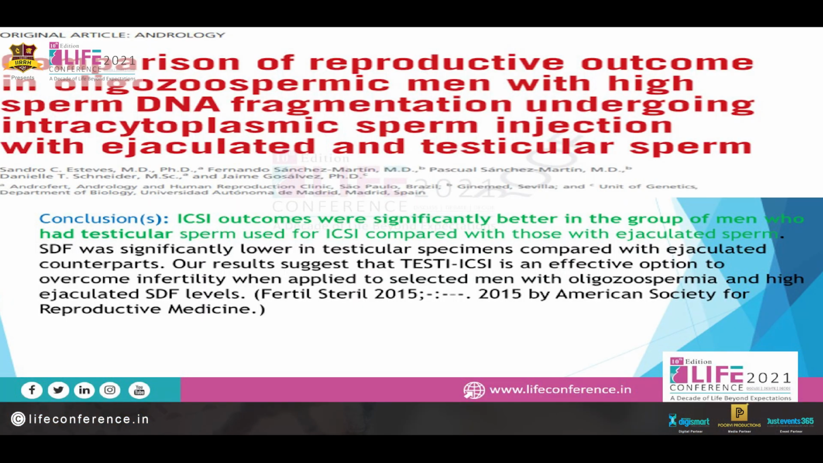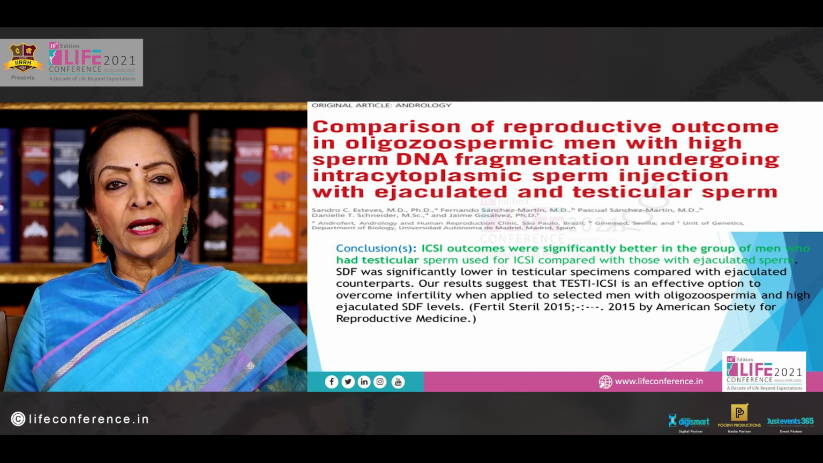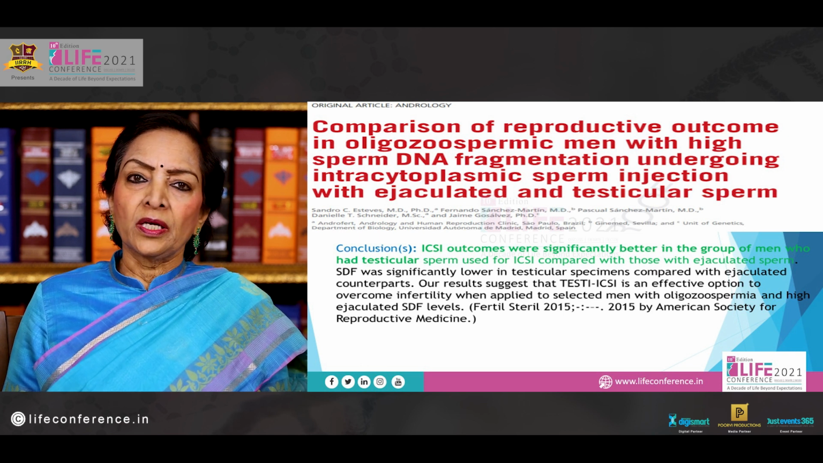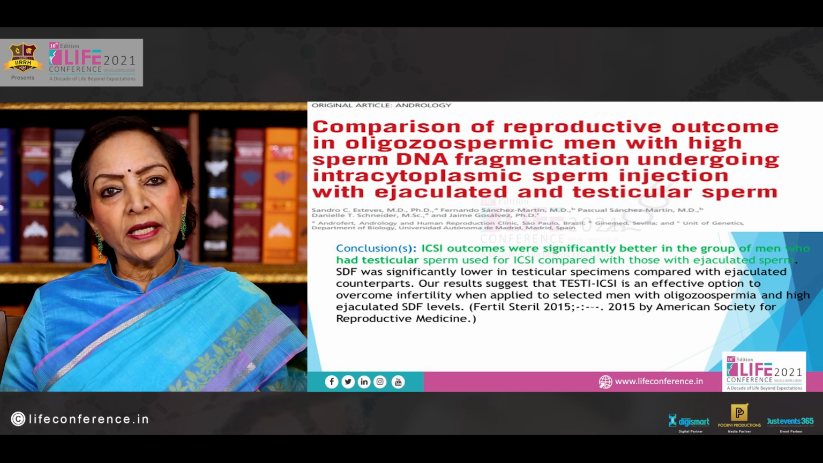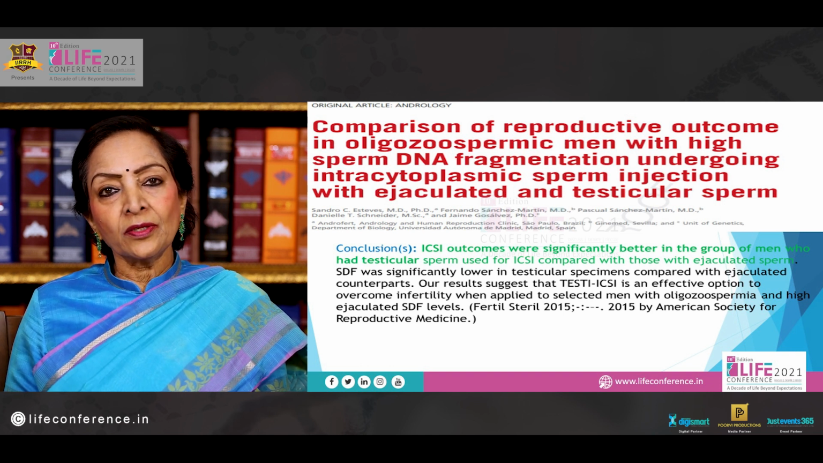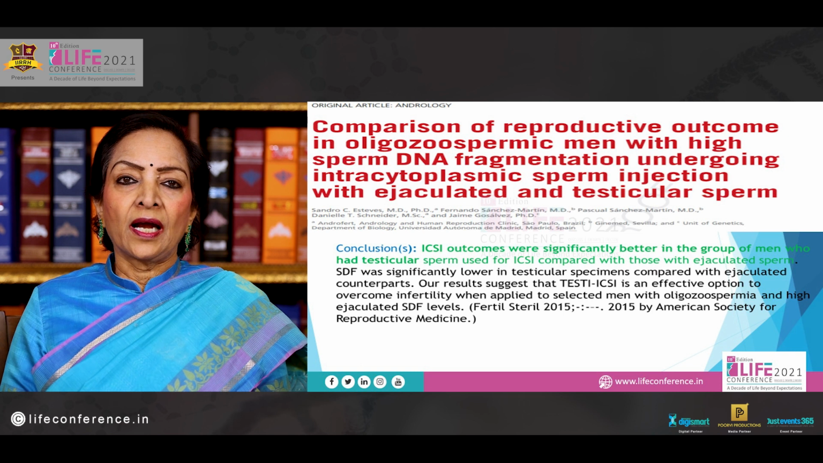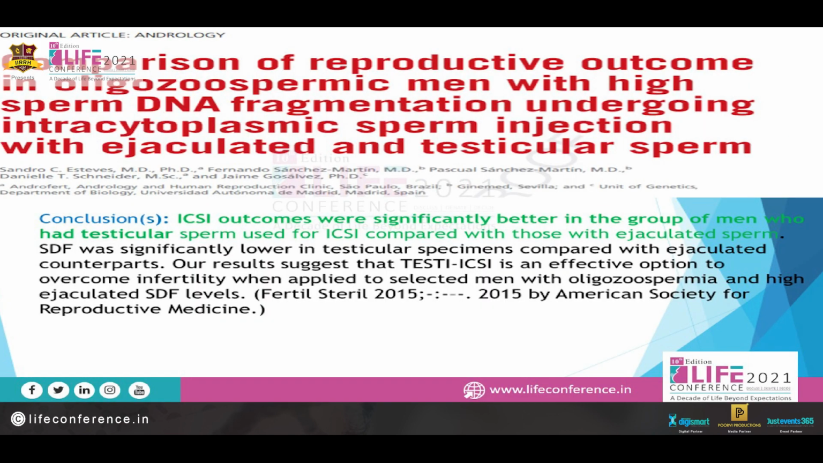So, let us look at this slide, a comparison of reproductive outcome in oligospermic men with high sperm DNA fragmentation undergoing intracytoplasmic sperm injection with ejaculated and testicular sperm. The conclusions have been that where you have used ejaculated sperm, the pregnancy rates are slightly lower than if you use testicular sperms. Why is it so? It's only because when you use ejaculated sperms, you are taking the sperms from the semen which has the ROS. Whereas, if you take the testicular sperms, they have not had time enough to mix with the semen, and therefore, this is devoid of ROS, and therefore, the pregnancy rates are much better and the DNA fragmentation rates with testicular sperms are much lower.